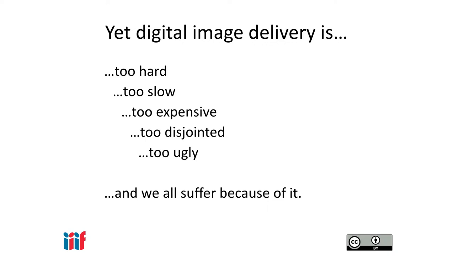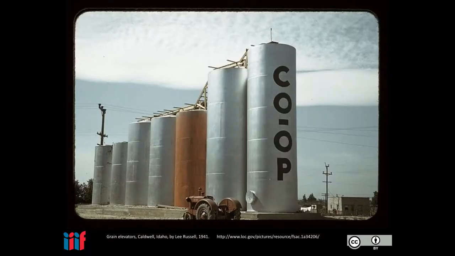It can often be underperformant. It can be expensive. It's disjointed. When you move from site to site, you have a different experience. And there are lots of negative consequences to that. There are negative consequences for software developers, for system administrators, for collection managers, for users. And not to mention, our systems and websites often are like silos. We love the irony of this image, because you see the silos, and that one says co-op.